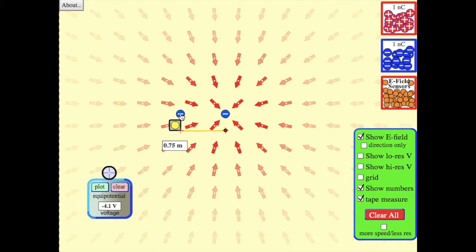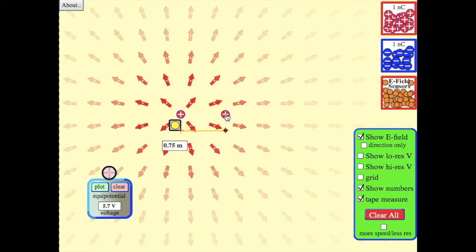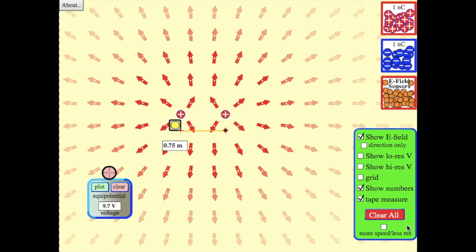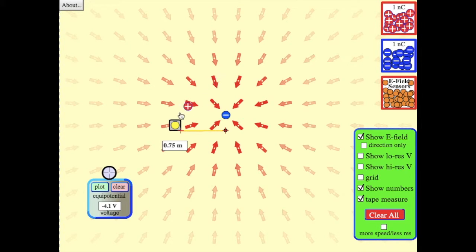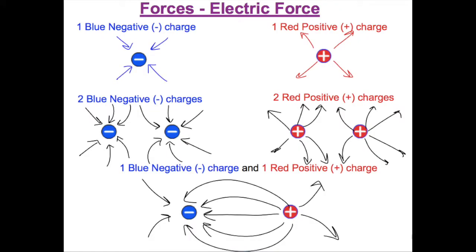When two negative charges are placed 0.75 meters apart, they repel, and the electric field lines do not intersect. The lines are drawn pointing towards the negatives. The same pattern is observed between two positive charges, but the arrows point away from the charges. When one positive charge is placed 0.75 meters apart from a negative charge, the charges attract, and the lines are drawn from the positive to the negative. This diagram summarizes all of the interactions we have seen.